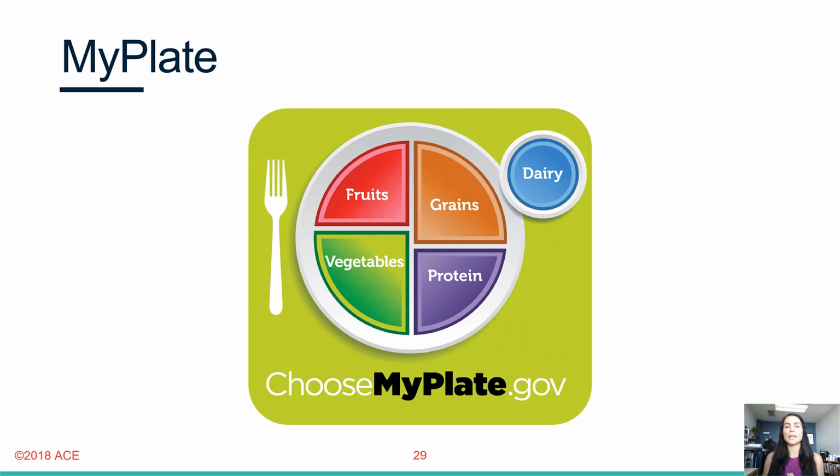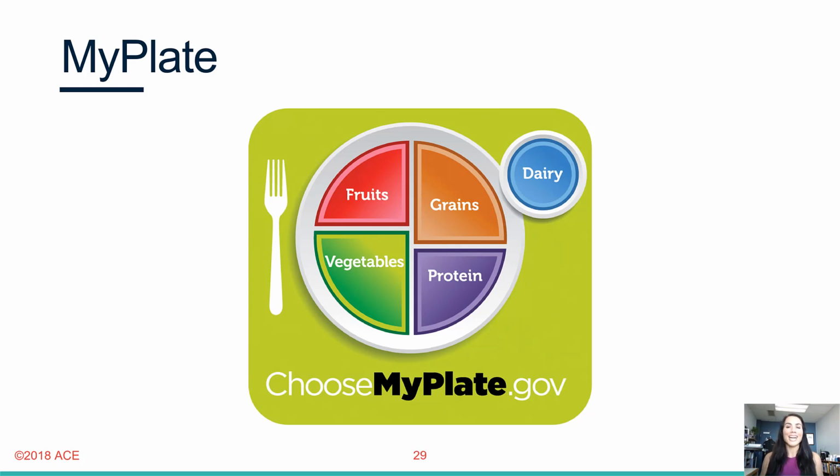So if you go to your PDF of your lectures, you should be able to click on that image and you will go to the MyPlate website where you can actually identify your own estimates for your nutritional needs. This is actually a helpful tool for you to use for your clients as well if nutrition is one of those components that they are interested in making behavior change with.